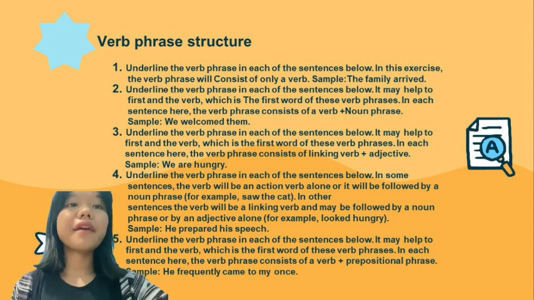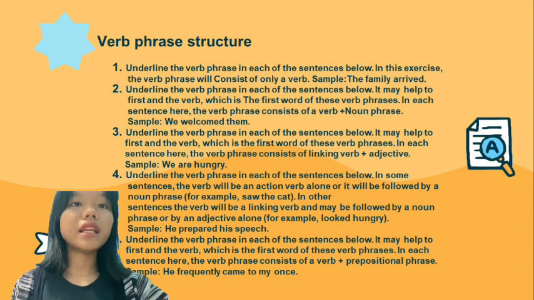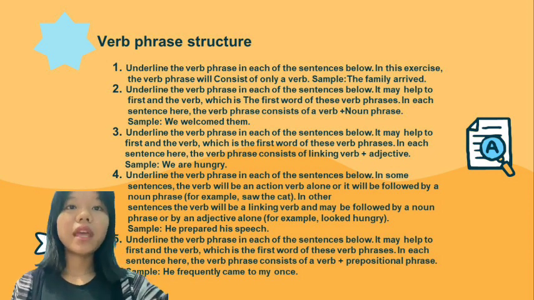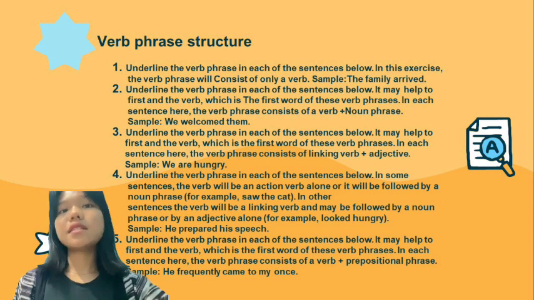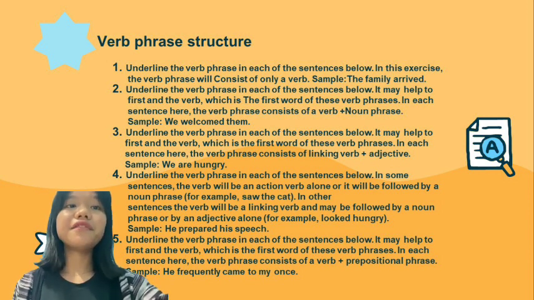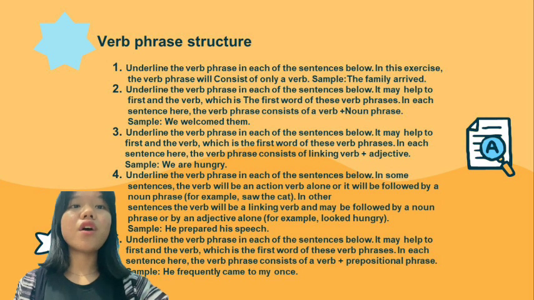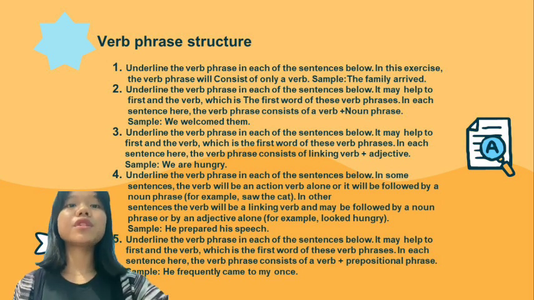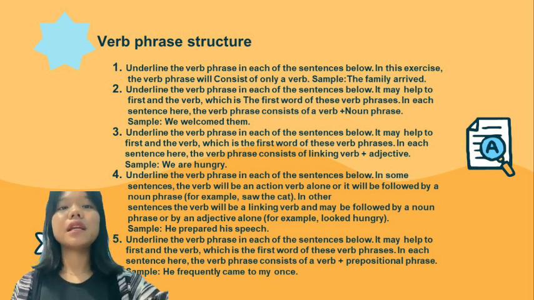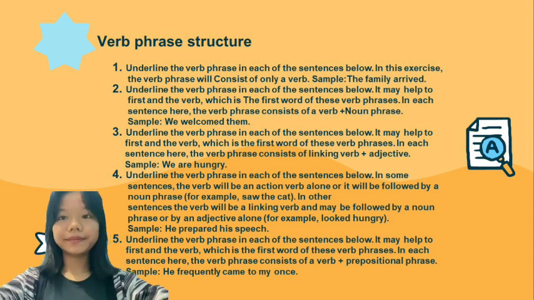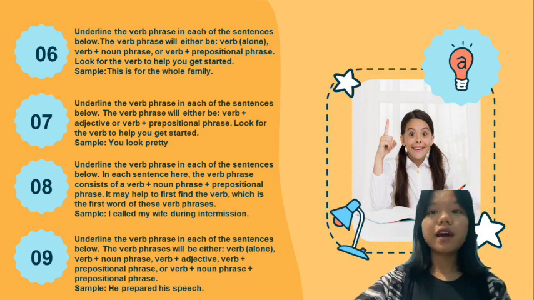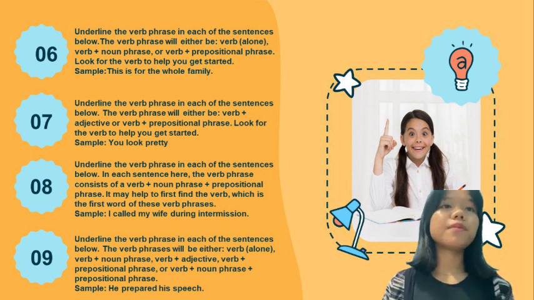Five is: underline the verb phrase in each of the sentences below. It may help to first find the verb, which is the first word of this verb phrase. In each sentence here, the verb phrase consists of a verb plus prepositional phrase. Sample: he frequently came to my aunt's. Okay, this has the next prepositional phrase.